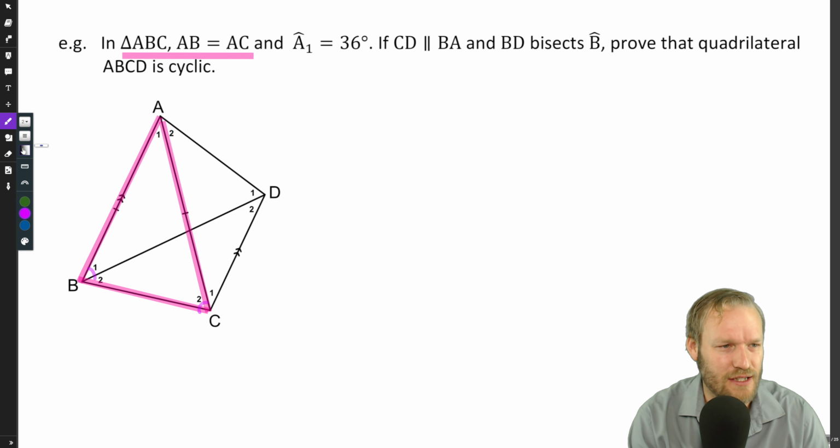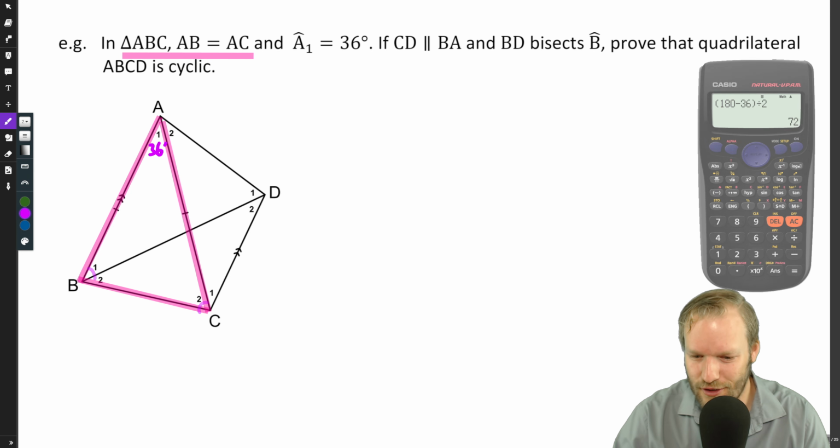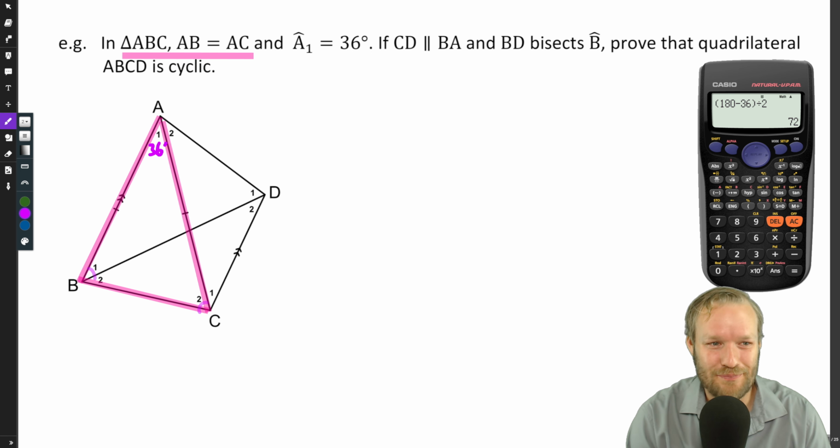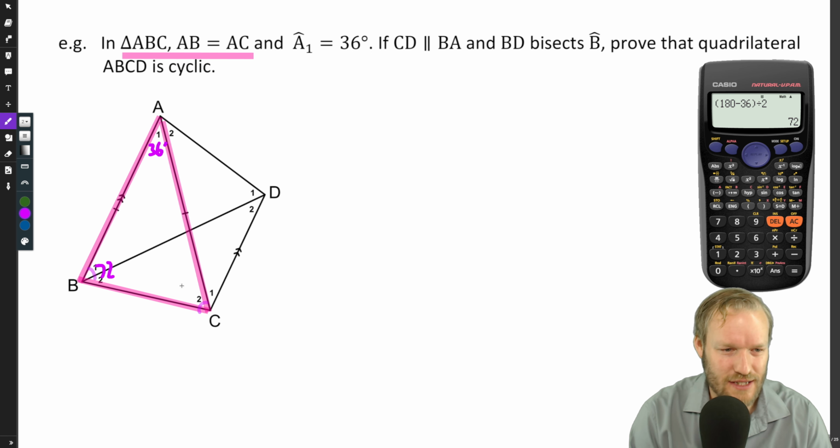A1 equals 36 degrees. Okay, well, there's 36. So before reading any more information, we can work out what C2 is and what B1 and B2 are, because it's an isosceles triangle. So let's grab our calculator out and do that. I'll use that one. So I can go 180 minus 36, and divide that by 2. And I know that that whole angle is 72, and that whole angle is 72.